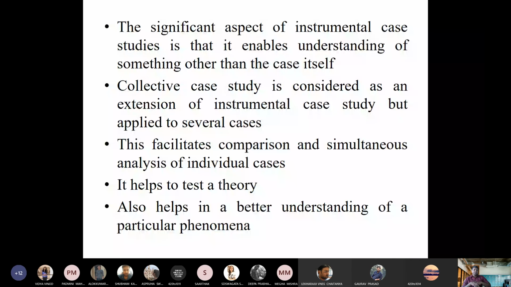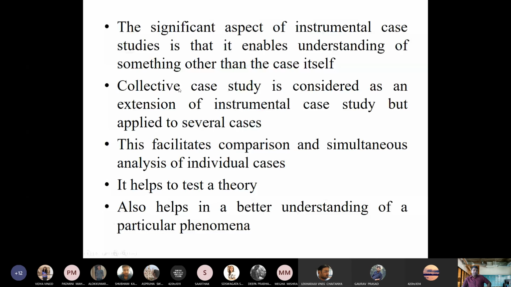It helps to test a theory. I can take a theory and test it by using the case study method in the field. Also, it helps in a better understanding of a particular phenomenon. If I want to understand a particular phenomenon in a proper way, this case study method helps us to understand the cases in a better way.